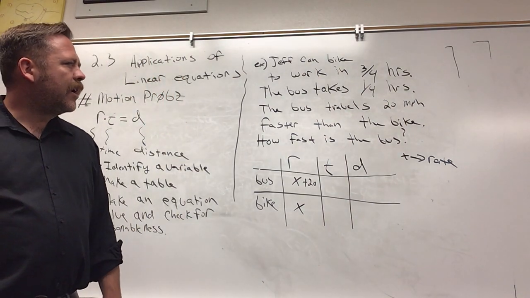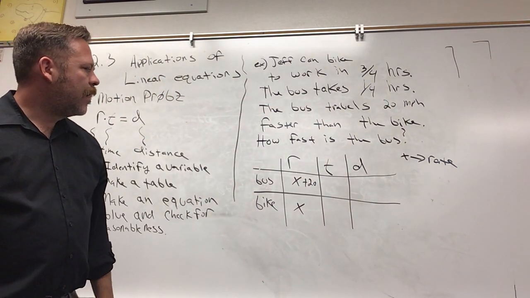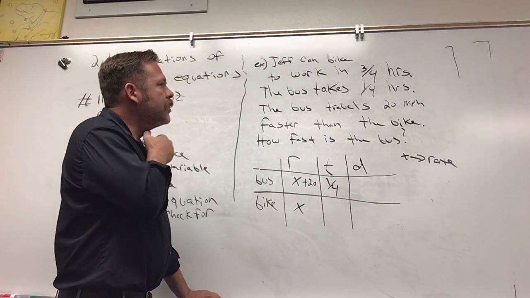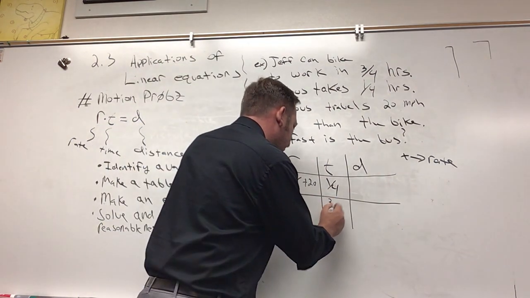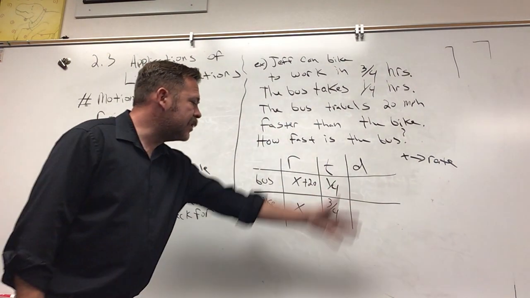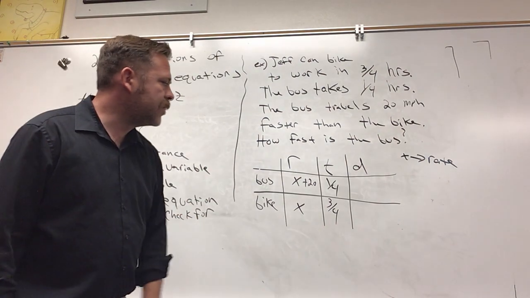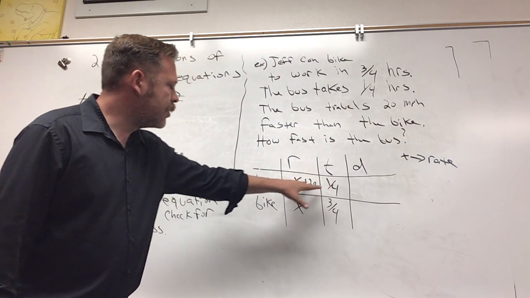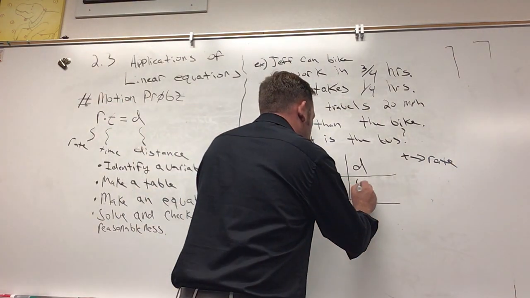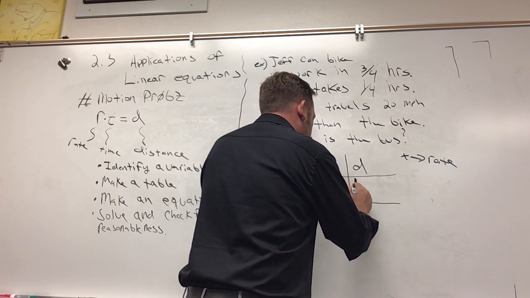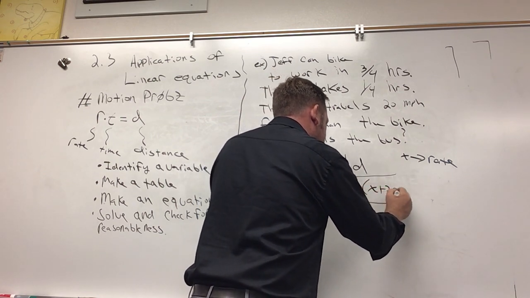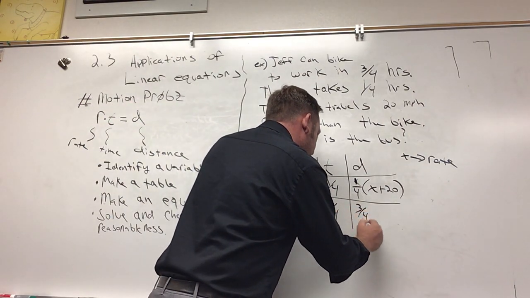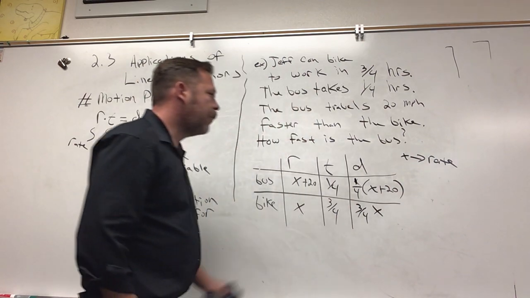And now let's look at the times. The times we know are given. The bus took 1/4 of an hour, and the bike took 3/4 of an hour. Now, to get distance, you multiply rate times time, okay? So I'm gonna multiply 1/4 times x plus 20. And I'm gonna multiply 3/4 times x, okay?